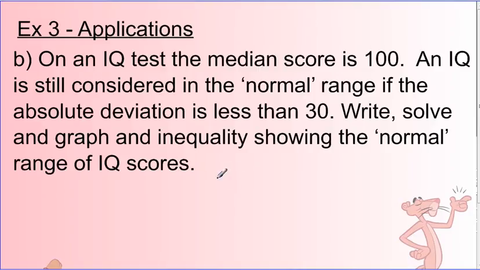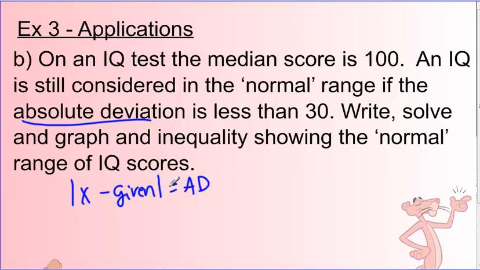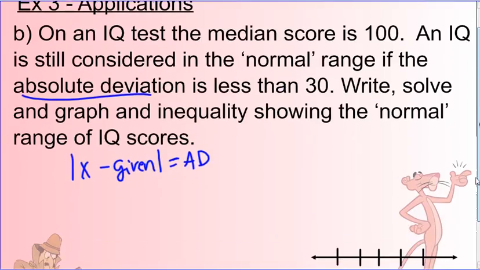Okay, so we're talking about absolute deviation again, so let's write down that little thingy. So absolute value of x minus the given, which is like the normal or the middle number, is equal to absolute deviation. Now, we're not using an equal sign here. We're doing whatever it tells us to do. So now let's fill in our information. So absolute value of x minus, what's the given? The normal, the middle, 100. A score of 100.